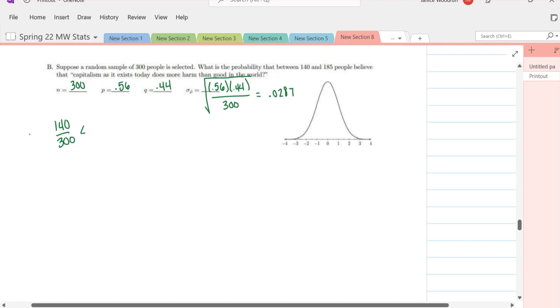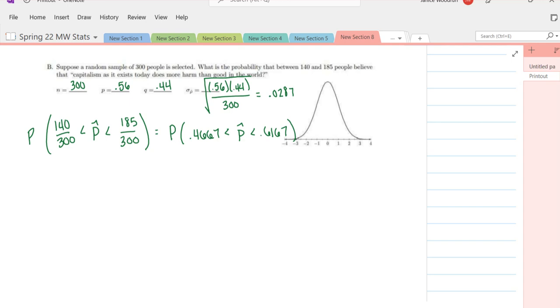So it's the probability that P hat is between 140 out of 300, which is going to be 0.4667, and then 185 out of 300, which is going to be 0.6167. Okay, so we'll need to find the z-scores for each of those values.